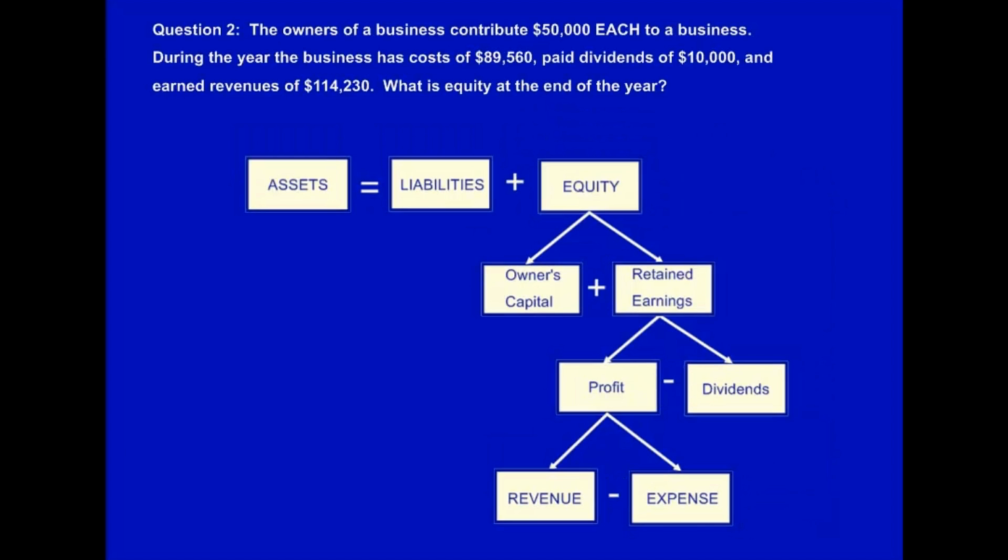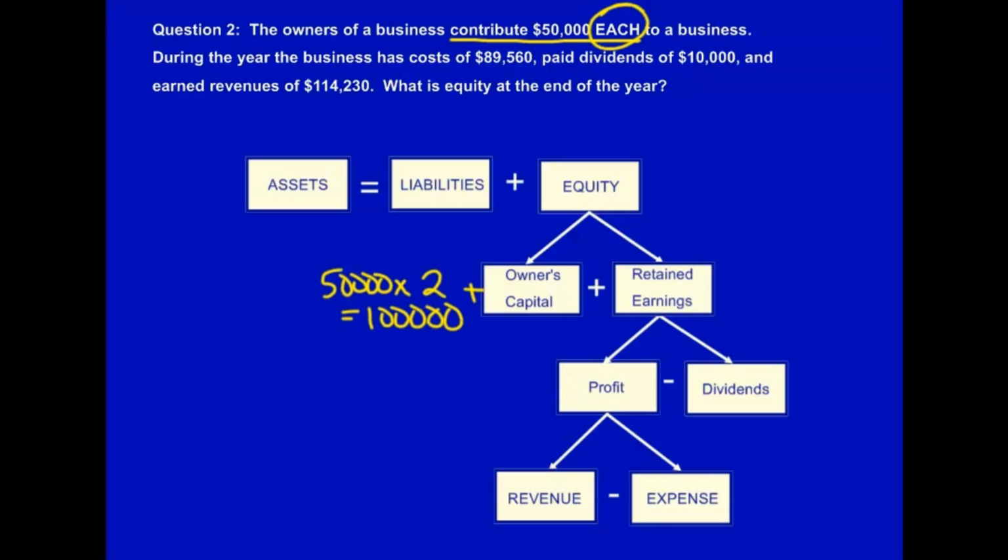Question 2. The owners of a business contribute $50,000 each to a business. During the year, the business has costs of $89,560, paid dividends of $10,000, and earned revenues of $114,230. What is equity at the end of the year? This is a fill-in-the-blank question. So read the question again, fill in whatever you know. The owners of a business contribute $50,000 each. The each is very important. $50,000 contribution by owners is owner's capital. So we have $50,000 times 2, which is equal to $100,000 increase in owner's capital.